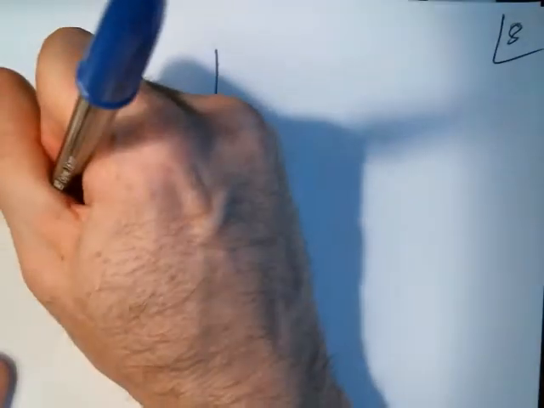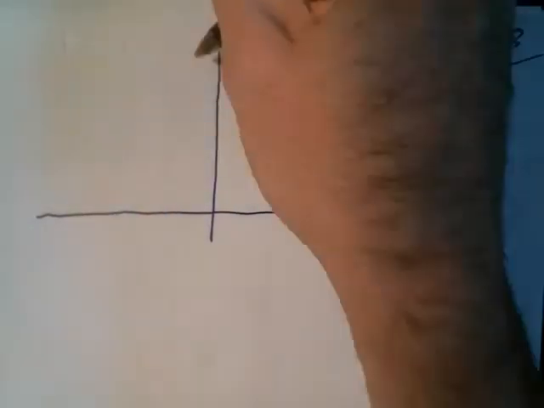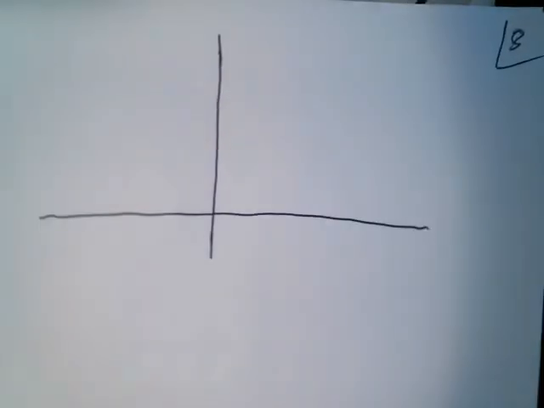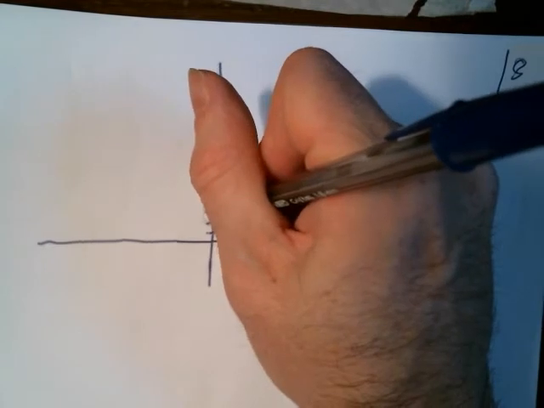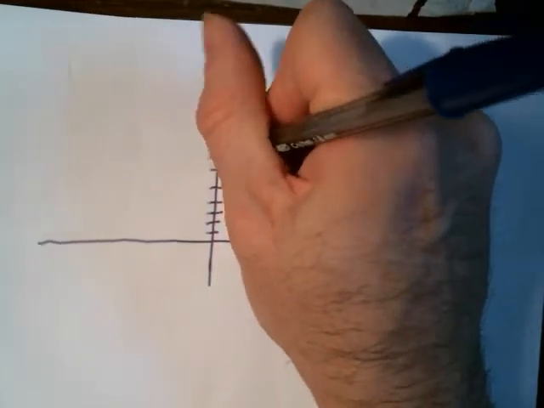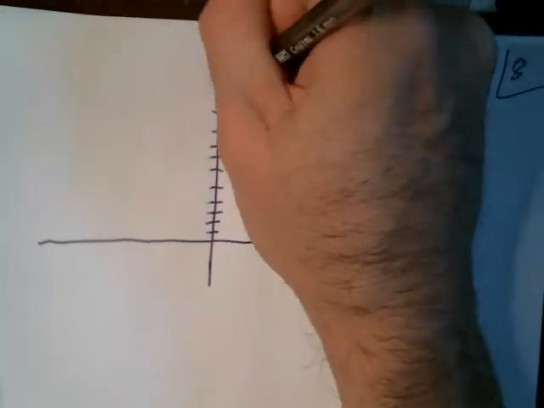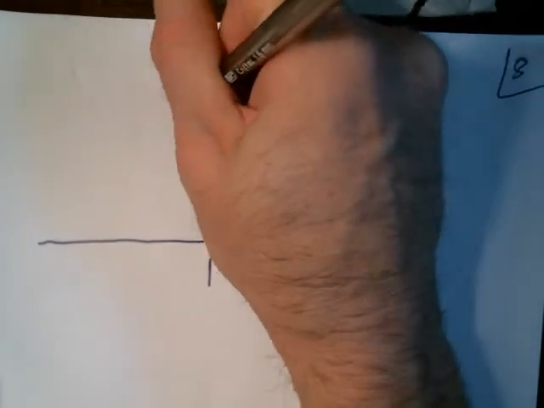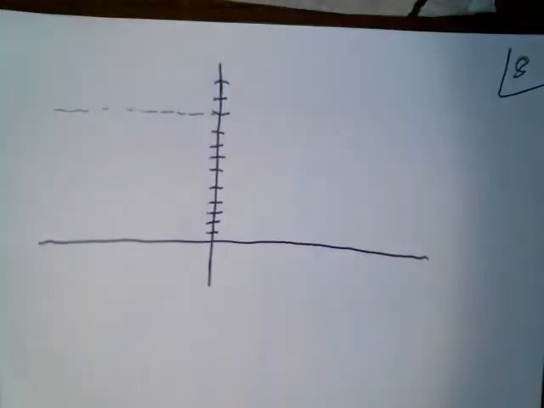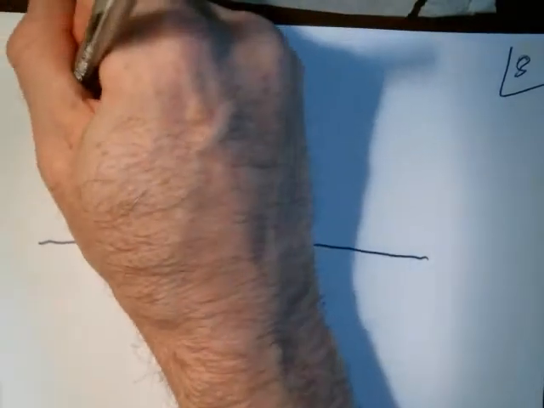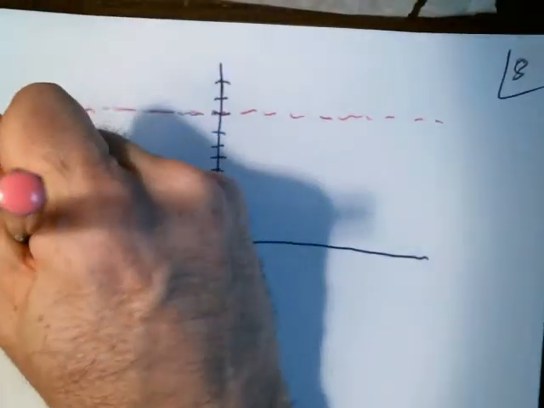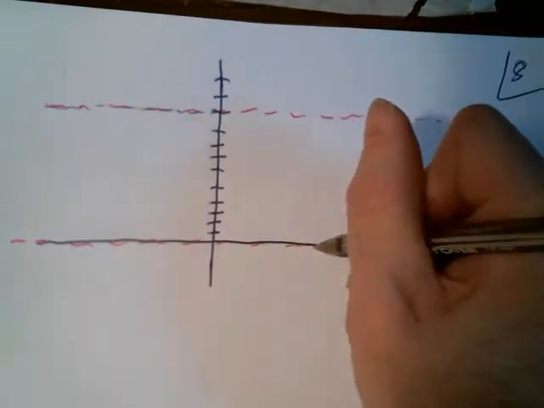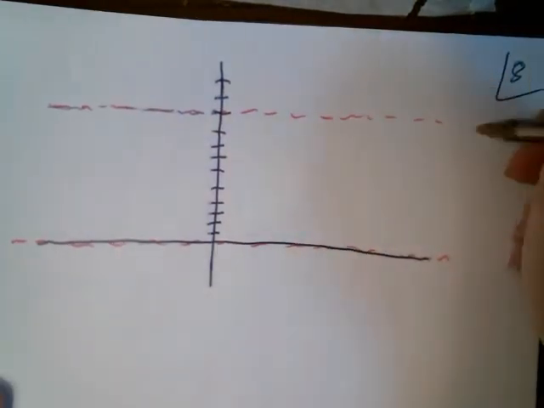I kind of have an idea of how this works already. Okay, so I'm going to need about 10 tick marks on the y-axis. 1, 2, 3, 4, 5, 6, 7, 8, 9, 10. I'll put 11, 12. I know there's a nice horizontal asymptote. Let's put that in a different color, at 10. There's also an asymptote at y equals 0.